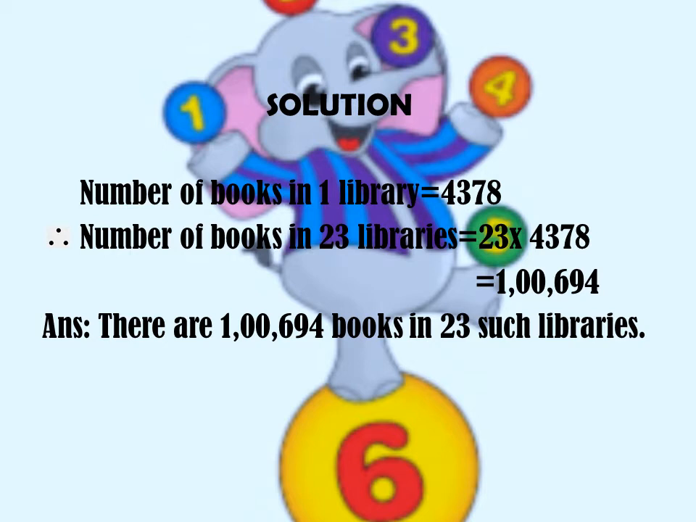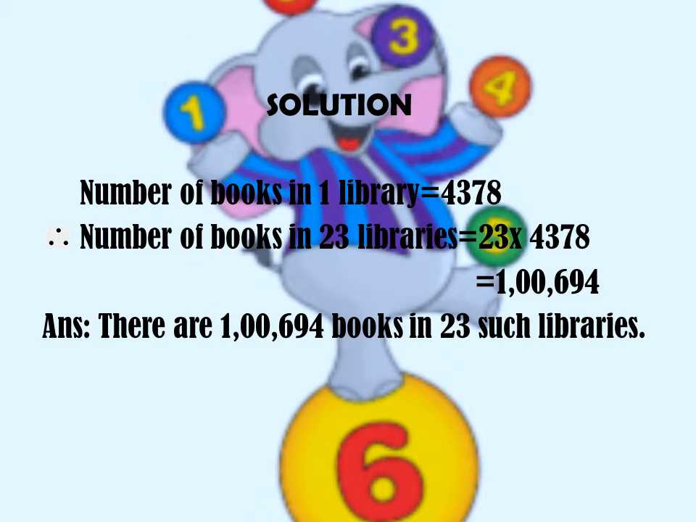So if you look at the solution, this is how we need to write down the statement. Number of books in one library, 4,378. Therefore, number of books in 23 libraries is 23 into 4,378. It's a cross multiplication over here also. So 23 gets multiplied by 4,378. That's a diagonal multiplication, and we get the answer. And at last, once we do the multiplication in a working column somewhere else, we write down the answer as there are 1,694 books in 23 such libraries.